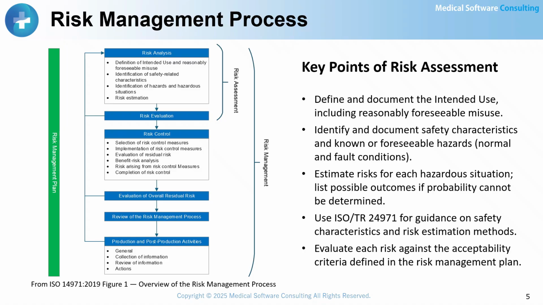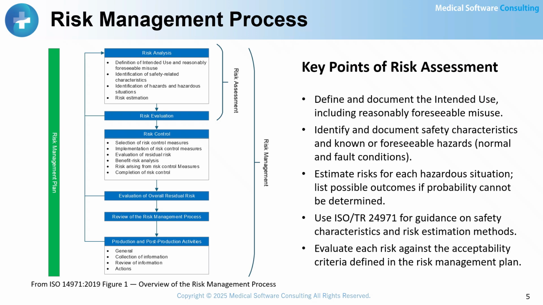In practice, as shown in the flow diagram, the process begins with risk analysis and risk evaluation, followed by risk control. Then, manufacturers must evaluate the overall residual risk, conduct a risk management review, and carry out production and post-production activities. Risk analysis and risk evaluation together are called risk assessment, and when combined with all other activities, they form the complete risk management process. It's also important to note that all of this must be carried out under a risk management plan.